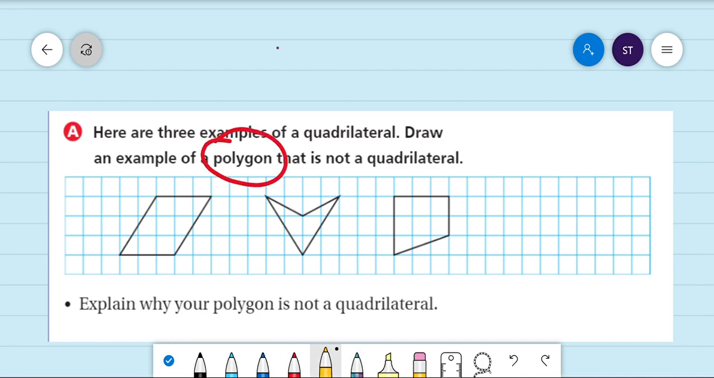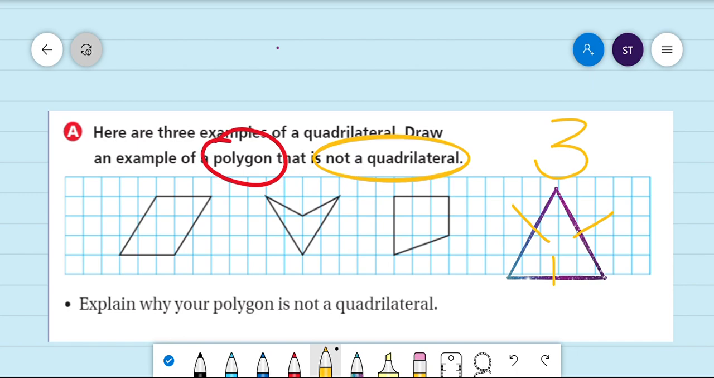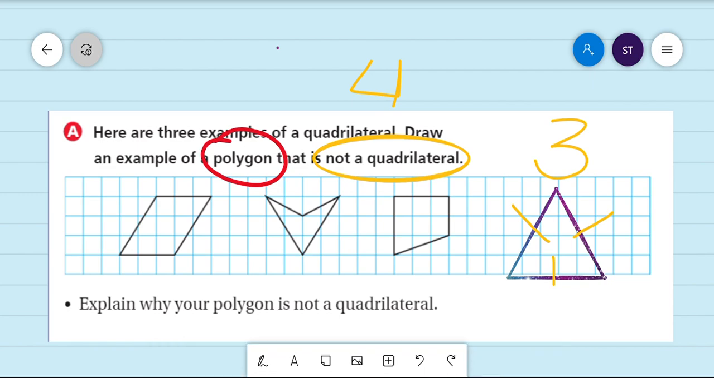But they want us to draw a polygon that is not a quadrilateral. Well, what is a quadrilateral? We said it. A quadrilateral is a shape that has four sides and four angles. So when I think of a shape that is not a quadrilateral, I think of maybe a triangle. A triangle is not a quadrilateral because a triangle has one, two, three sides and three angles, while a quadrilateral has four. So that is why my triangle is a polygon, but it is not a quadrilateral. Let's see what's next.